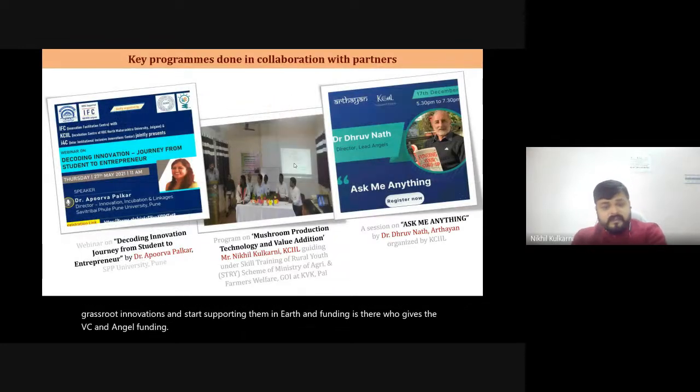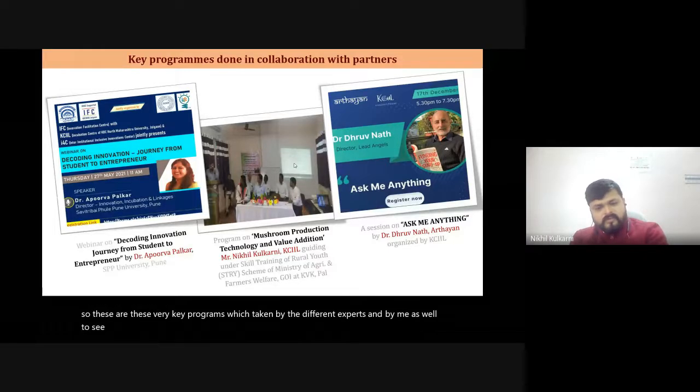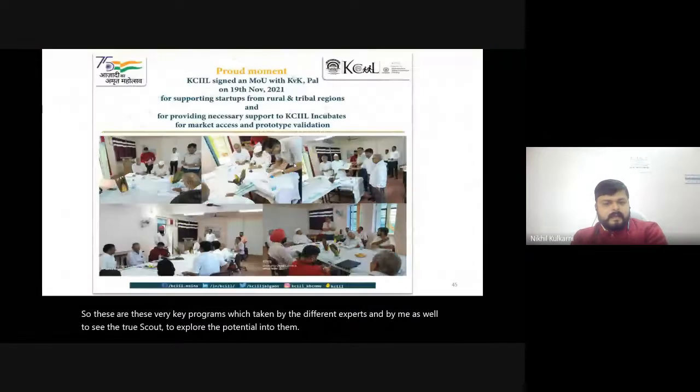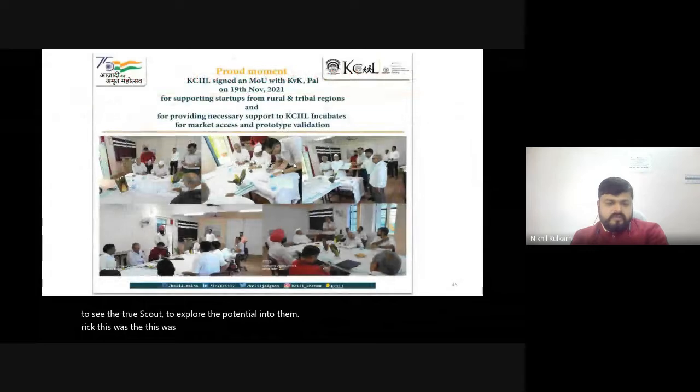So these were the key programs taken by different experts and by me as well, to scout or explore the potential in them. This was the MOU which we have signed to support the rural innovators.